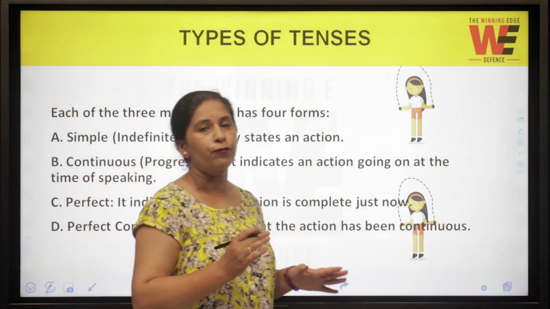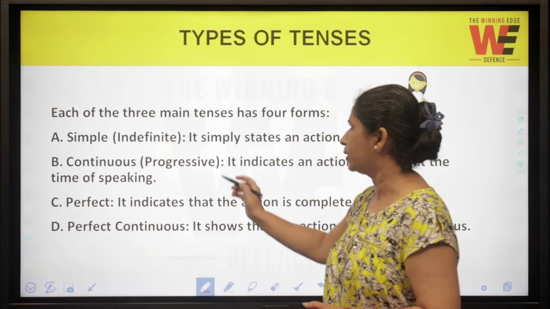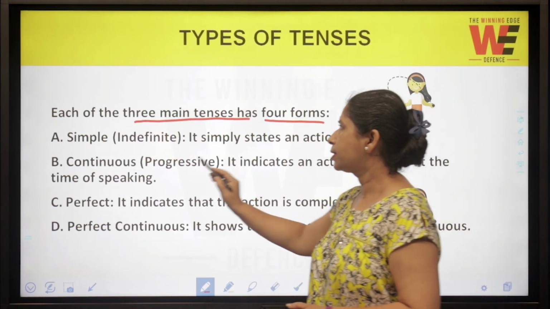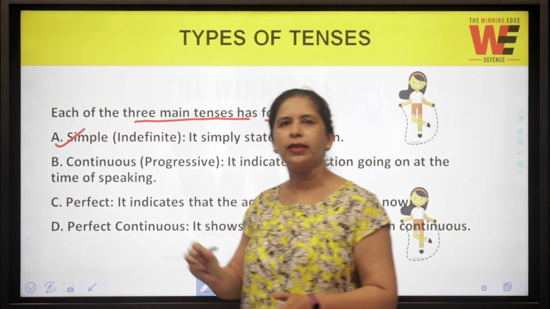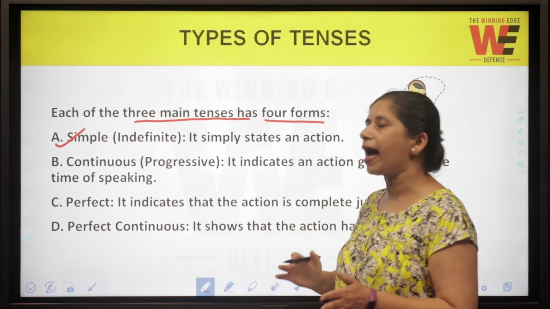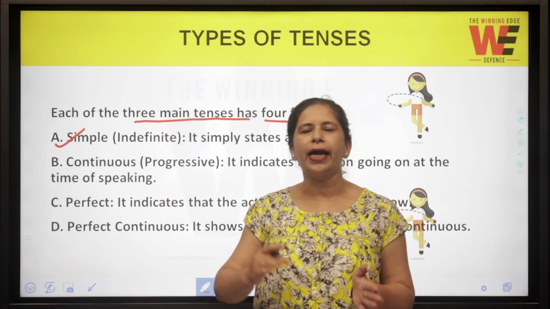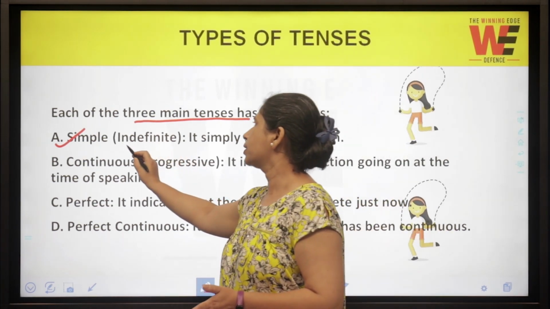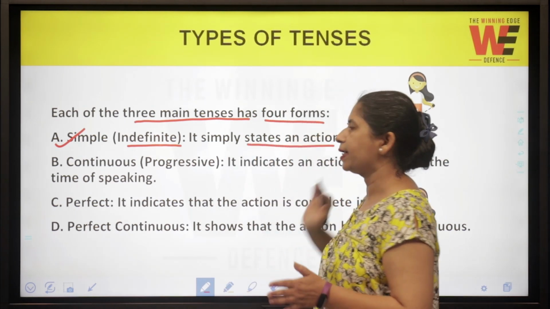So these are the 4 different forms of the present tense. Okay. Each of the 3 main tenses has 4 forms. सबसे पहला जो हमने बोला, that is the simple present tense. जैसे कि I told you of an action that I read nearly every day. This is an example of simple present tense. So this is indefinite. It simply states an action.